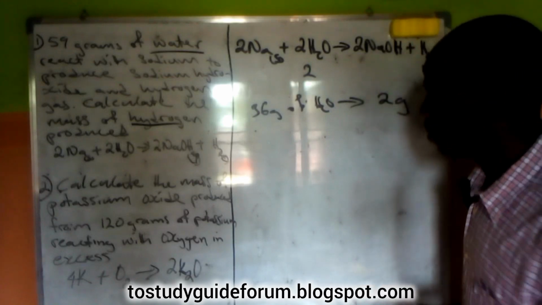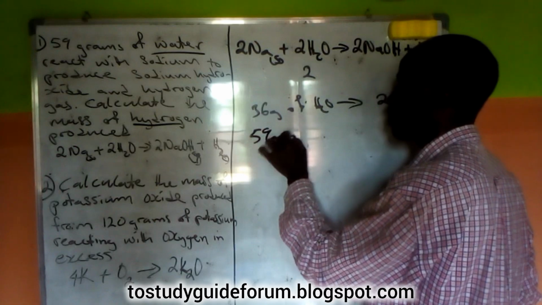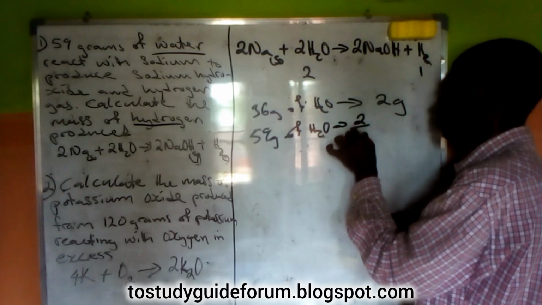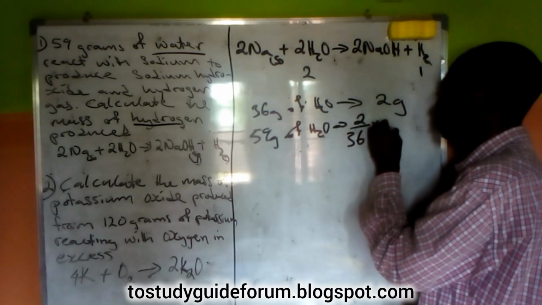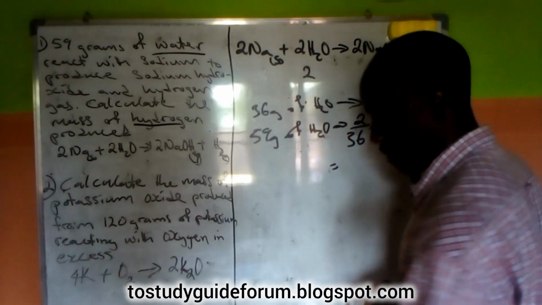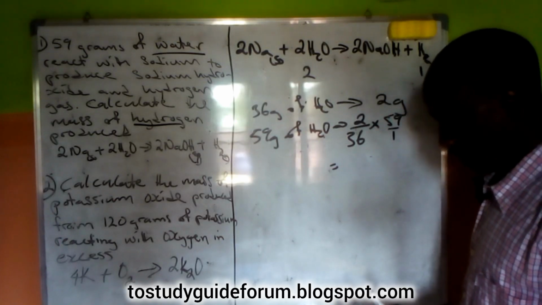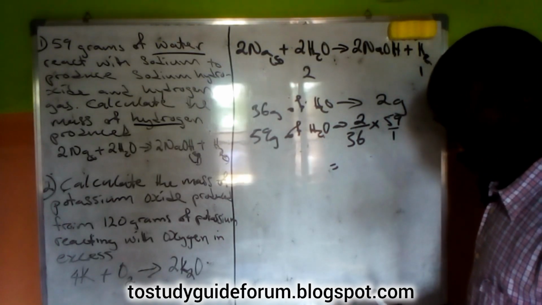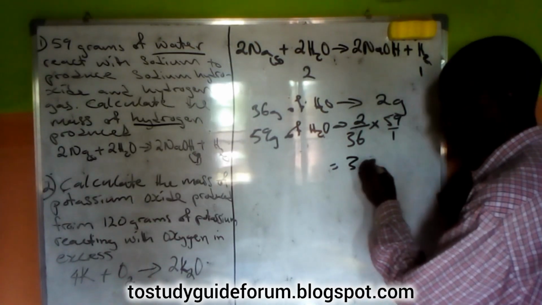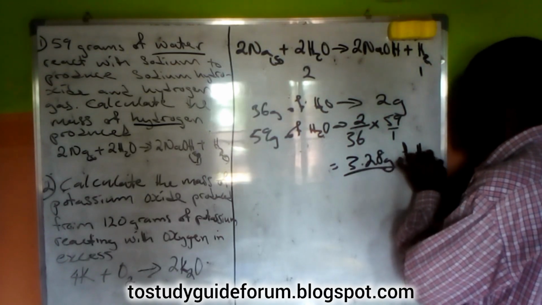hydrogen. So for that reason, we'll go back to what we have. We are given 59 grams. 59 grams of water will then give us 2 over 36 multiplied by 59 over 1. So what do we have here? We are going to get 2 times 59 divided by 36. What we have is 3.28 grams of what? Hydrogen.